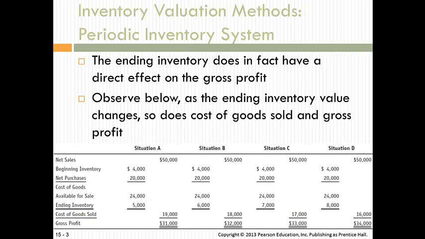Recall from the video for Learning Unit 2 my example with the heads of lettuce. We originally purchased 20 heads of lettuce: 10 for 25 cents each and 10 for 30 cents each. What if we used a periodic system and did not track cost of goods sold after every sale? At the end of the accounting period, we would count up how many heads of lettuce we had left in our inventory. Let's say, for example, we have 3 left.